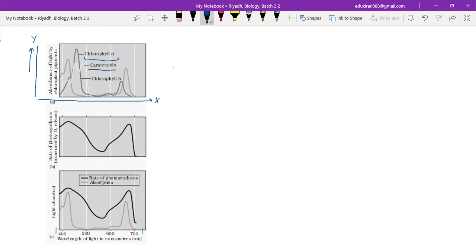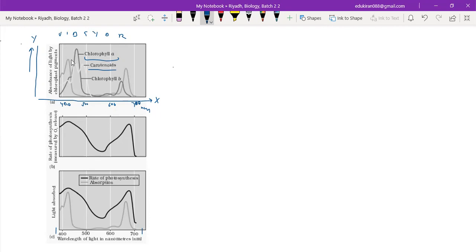Can you see it here? It's common for all the three graphs. So let us just write 400 to 700 nanometers. Is it clear, everyone? And this is our visible spectrum as well. Our visible spectrum is from 400 to 700. Somewhere between 400 and 500 will be your violet, indigo, blue, and then green, yellow, orange, and red, correct? VIBGYOR will go in this series.